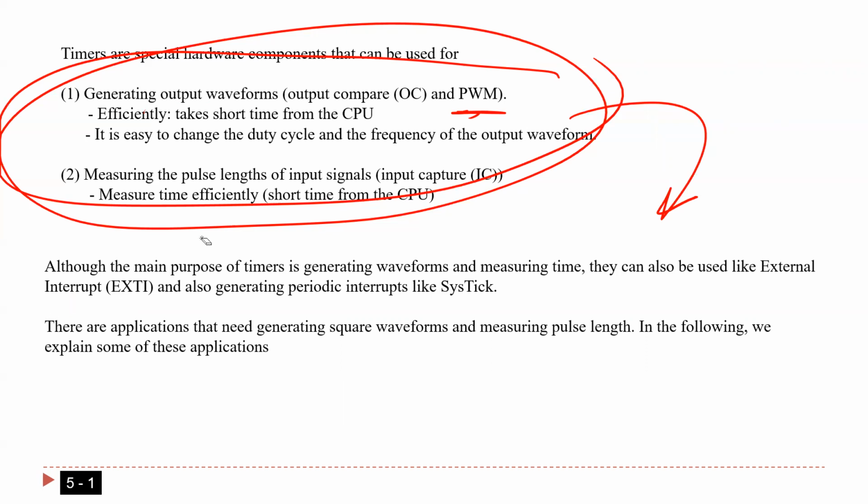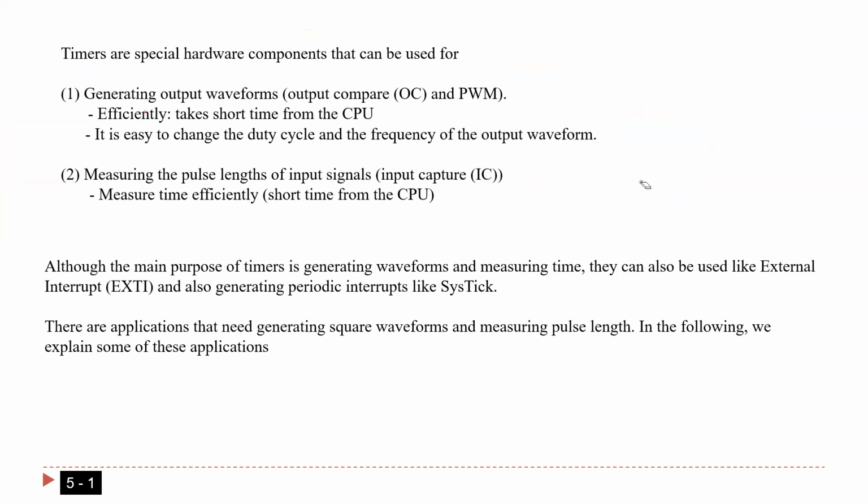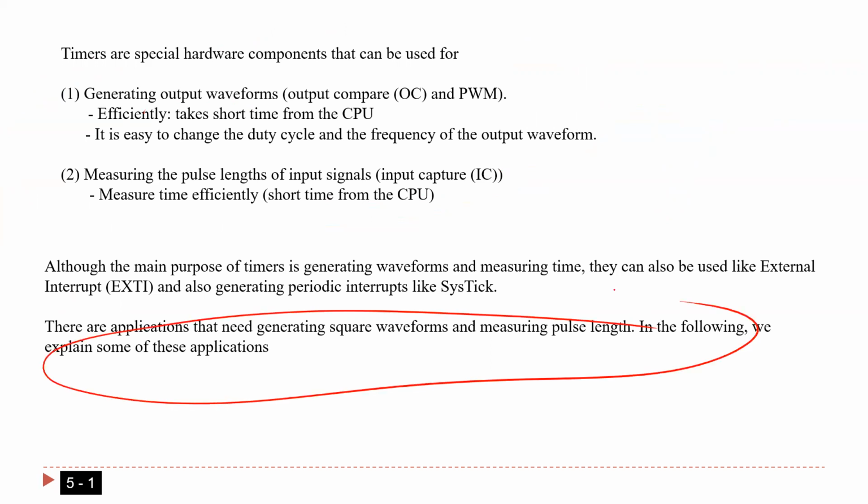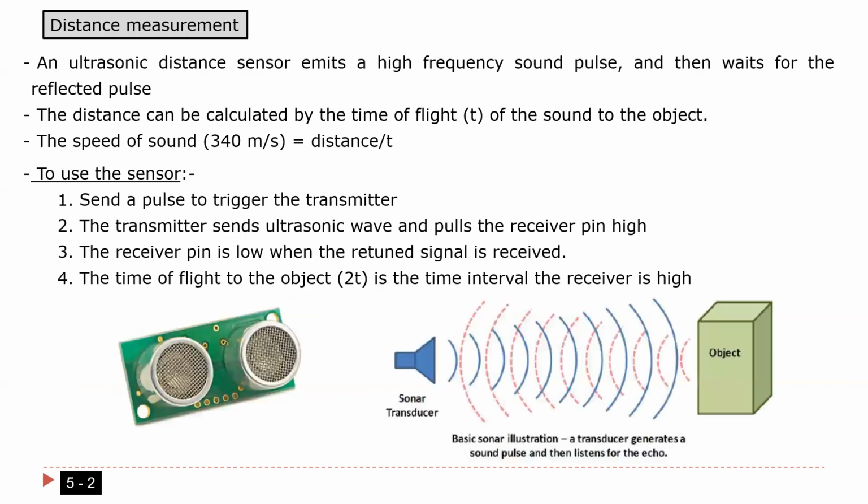Anyway, so now I'm going to tell you what applications. There are some applications where I need to generate a square wave efficiently. This is number one. Number two, in some applications, I need to measure time. Okay. What are these applications? That's what I'm going to explain now. Again, the purpose of this section is to understand why I need the timer, in what application I'm going to need the timer. Okay, so let's start with this application here.